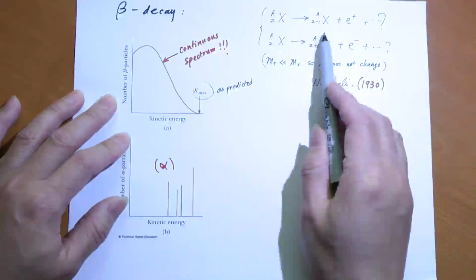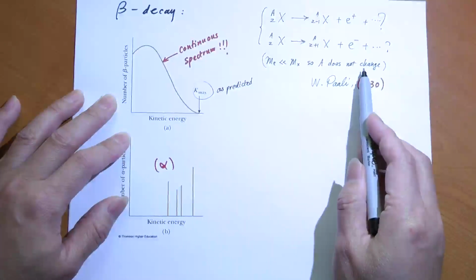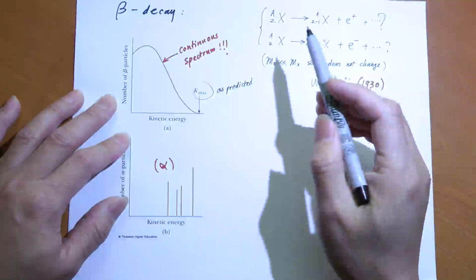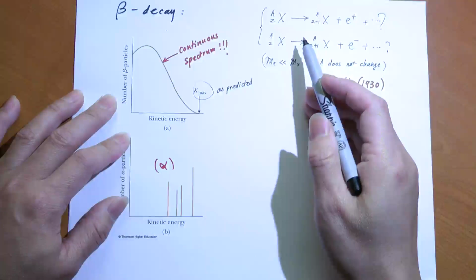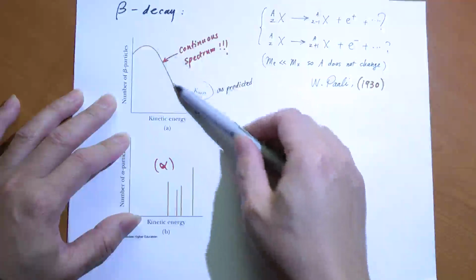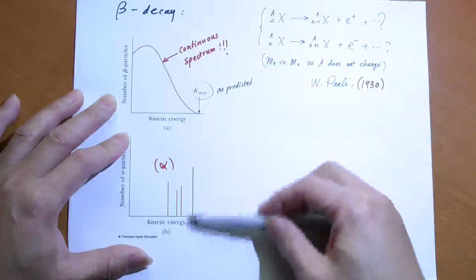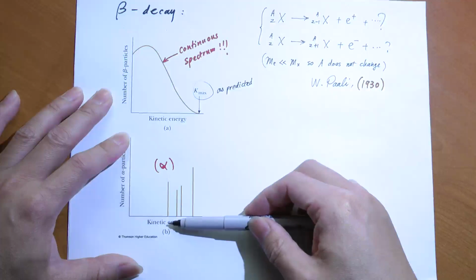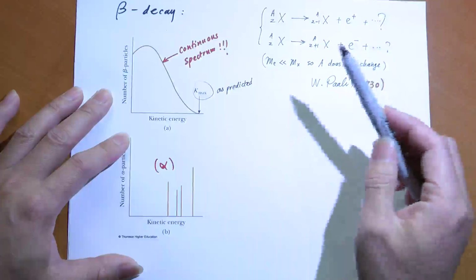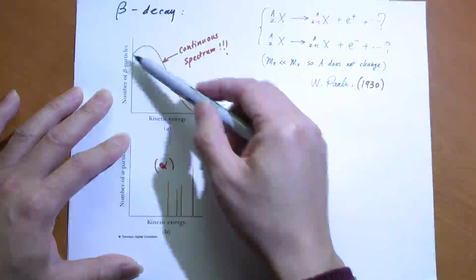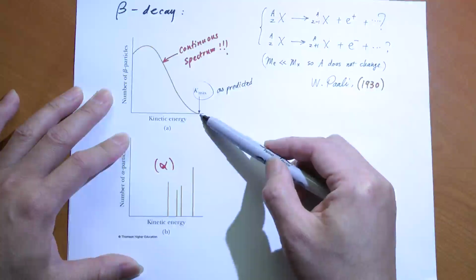Okay? The A number will not change. So A is conserved, but Z can increase or decrease by 1 depending on whether it's positive or negative beta decay. The most striking feature of the beta decay is that the resulting kinetic energy of the beta particle is not discrete as in the case of the alpha particle. Alpha particle, you have discrete energy, as we just saw a minute ago. But the beta particle can have a range of kinetic energies, starting from 0, ending up at K maximum.